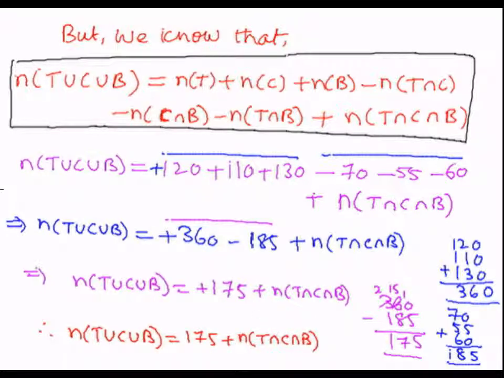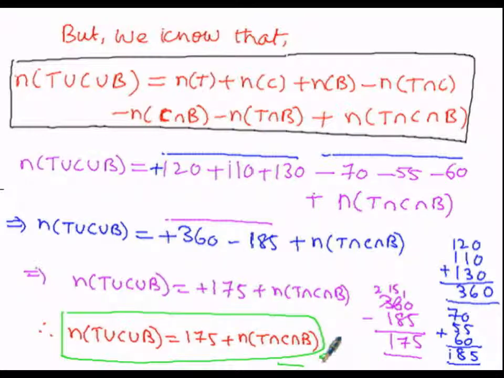Let us keep this aside as equation number 1. Our aim is to find out the number of members who played all three games. So we have to find this quantity, n of T intersection C intersection B, the number of members who played tennis, cricket and badminton. This is to be found.